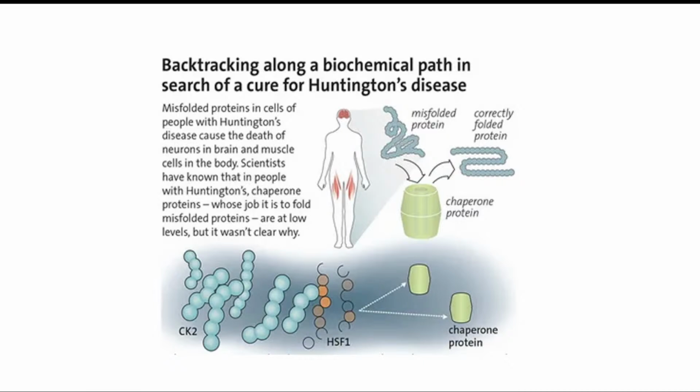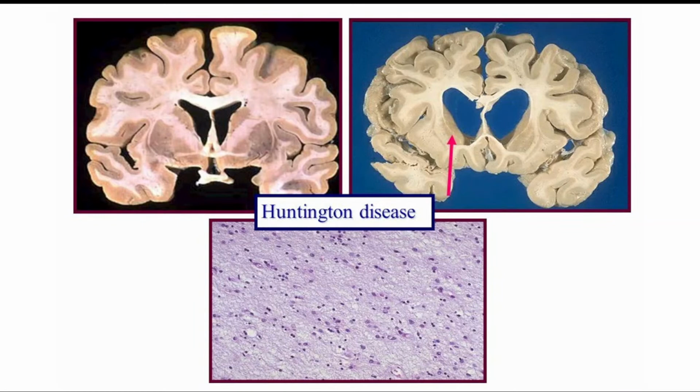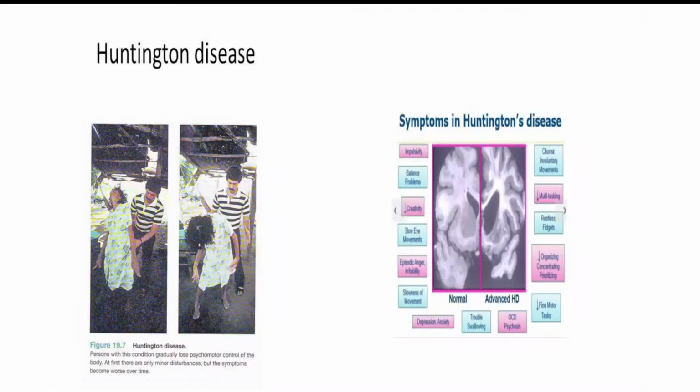This causes misfolded proteins, and they cause death of neurons in the brain and muscle cells in the body. Scientists have known that in people with Huntington's, chaperone proteins, whose job it is to fold misfolded proteins, are at low levels, but it wasn't clear why. So, as a result of this mutation, the death of neurons happens in the brain.